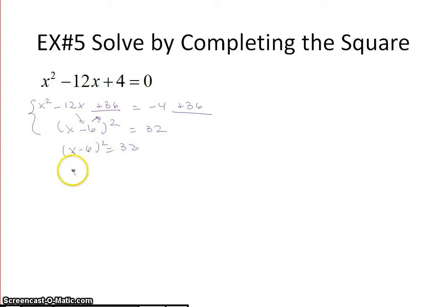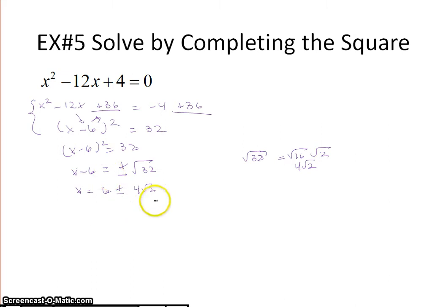I'm going to square root both sides, and this is plus or minus the square root of 32, or x equals 6 plus or minus square root of 32, which can be simplified. 32 is 16 times 2. So just as a side note, square root of 32 is the square root of 16 times square root of 2. And square root of 16 is 4. So this is 4 root 2.